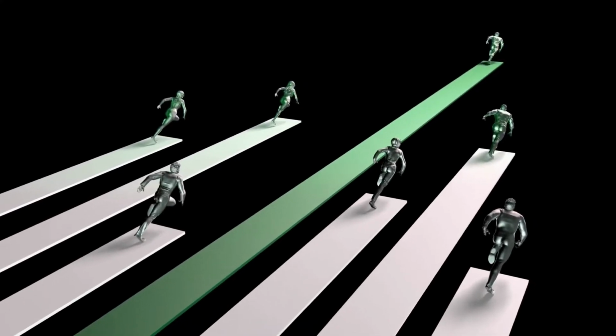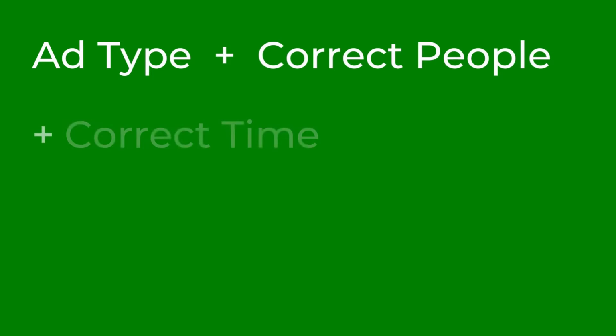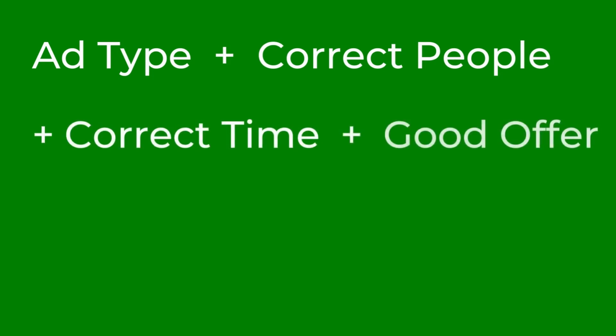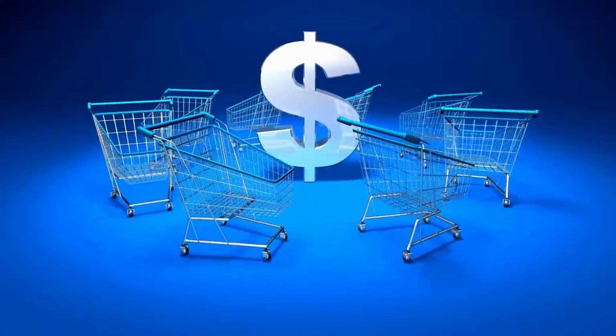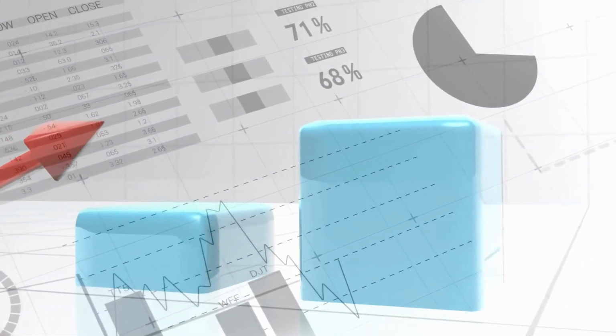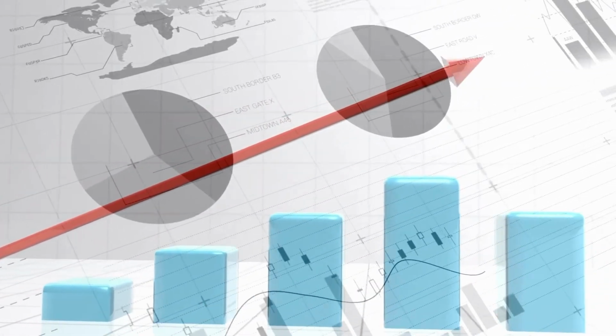The really exciting part of this process happens when you've perfected an ad. You have the correct ad type targeting the right people at the right time with a good offer, taking them to a great landing page and increasing conversions dramatically. At this point, all you have to do is scale the ad by increasing the amount you're spending on the ad, and your returns can be extrapolated at that rate.